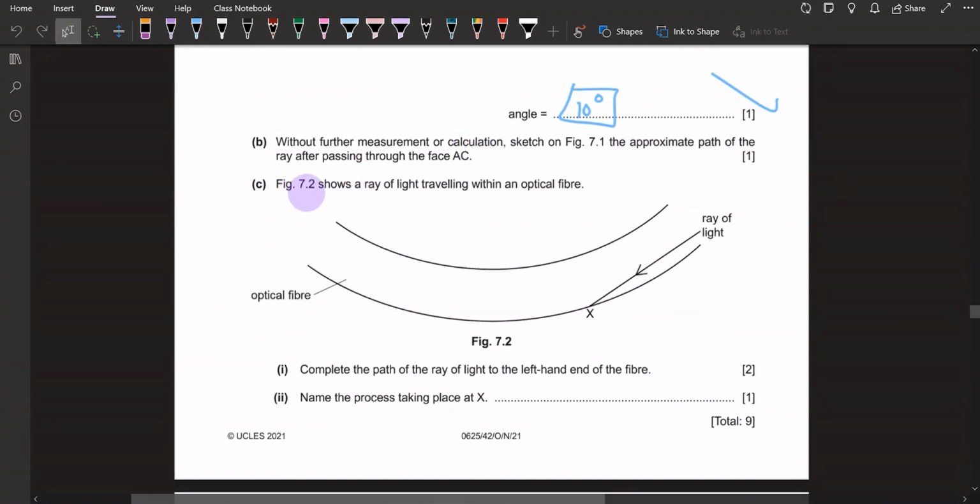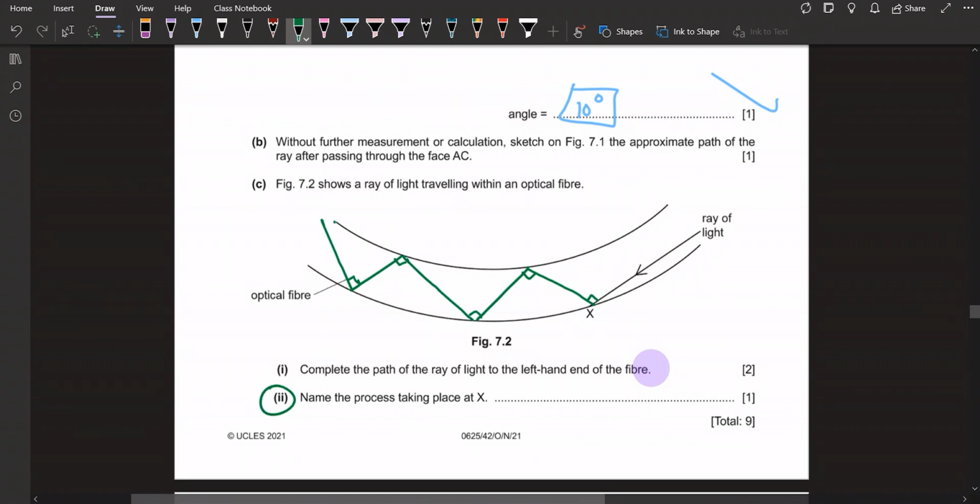Part C says figure 7.2 shows a ray of light traveling within an optical fiber cable. Part 1 says complete the path of the ray of light to the left hand end of the fiber. So as you know, in optical fiber there is total internal reflection, so the angle is going to be 90 degrees. So it's going to be 90 here, then again it moves here, this is going to be 90, then again it moves here, it's going to be 90 as well, and at the end it's going to be like this, and all the angles should be 90 degrees.